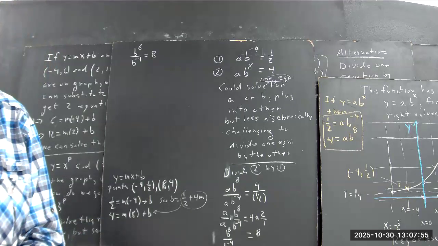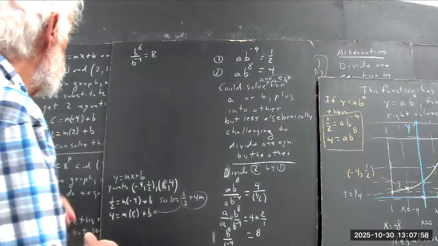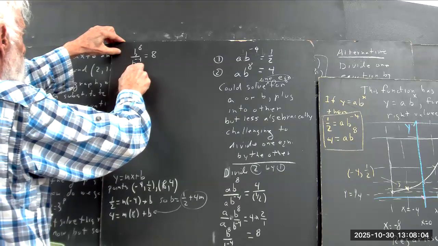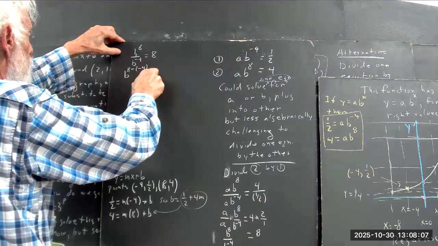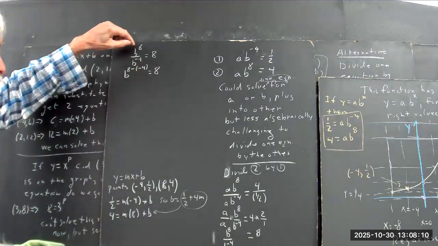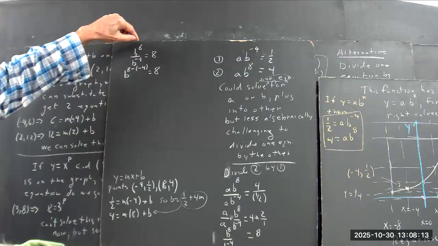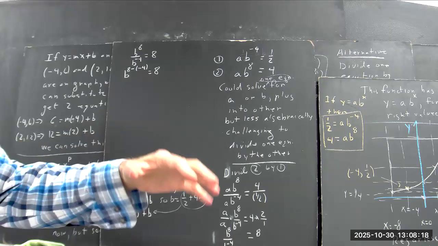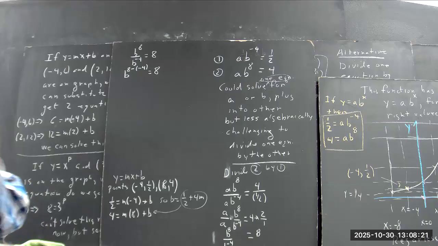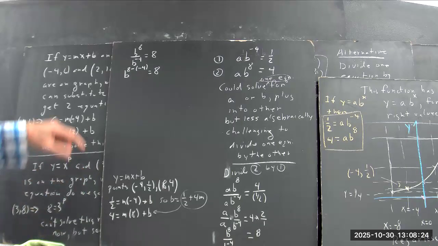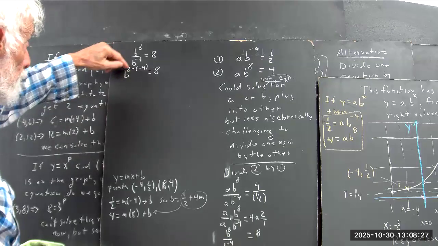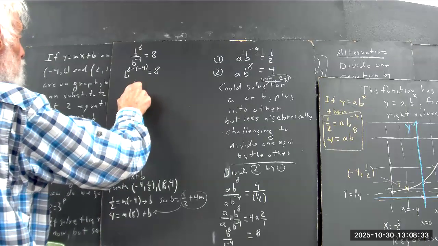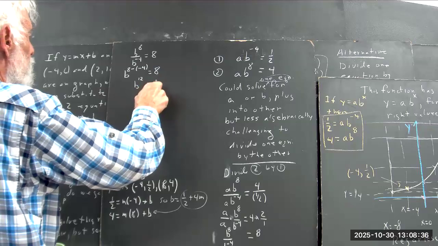Well, we're going to apply the rules for exponents. When you divide some number to one power by the same number to another power, you can subtract the exponents. You get that same number to the difference of the exponents, okay? So b to the 8th divided by b to the negative 4th is b to the 8th minus negative 4, which means you get b to the 12th equal to 8.